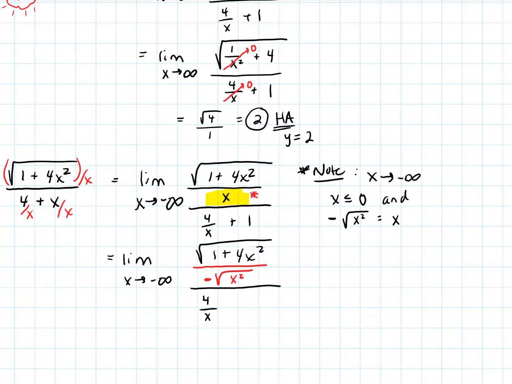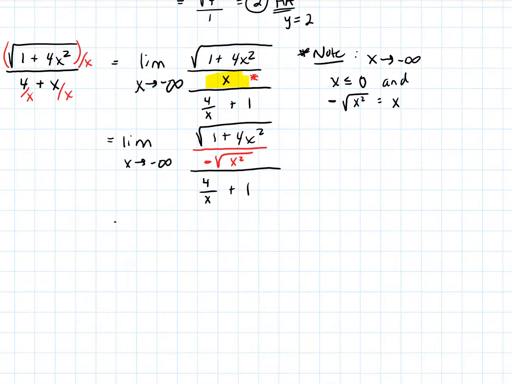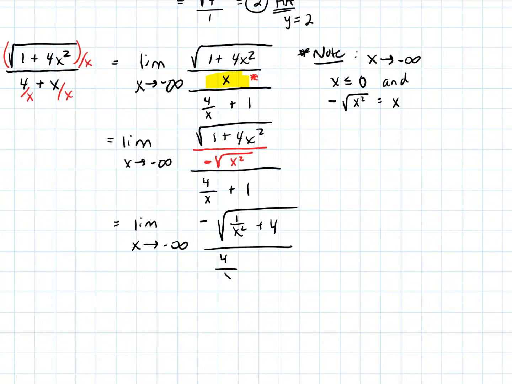Then we have our 4 over x and our 1, and we can continue this through, but we have this one slight difference where we've got that negative sign, and so this entire square root becomes negative. I'm just going to pull the negative to the front: the square root of 1 over x squared plus 4, and then we have our 4 over x plus 1. And when I take this limit, I end up finding that this becomes negative square root of 4, because each of these, again, is going to approach 0 as we let x decrease without bound.